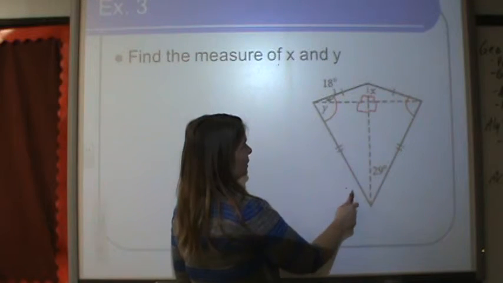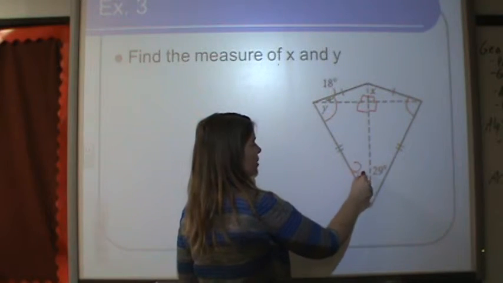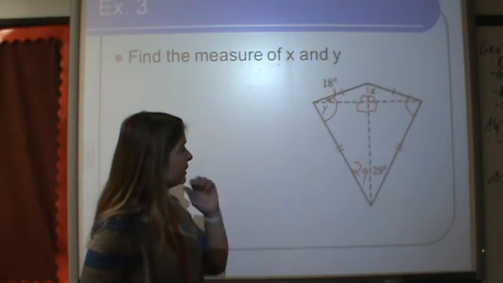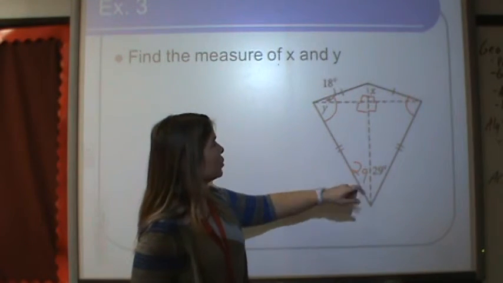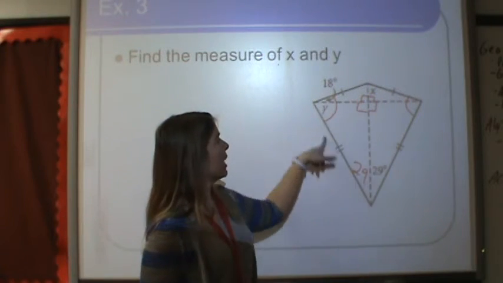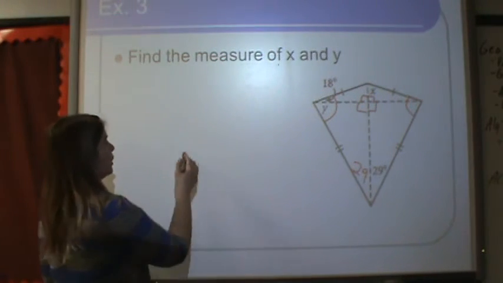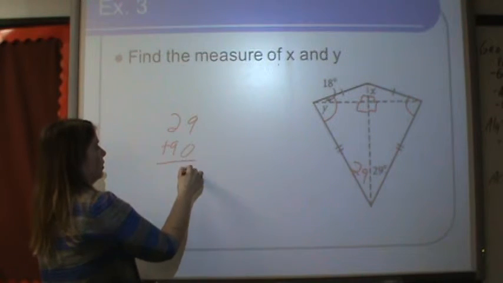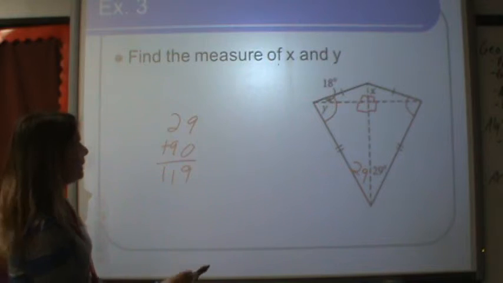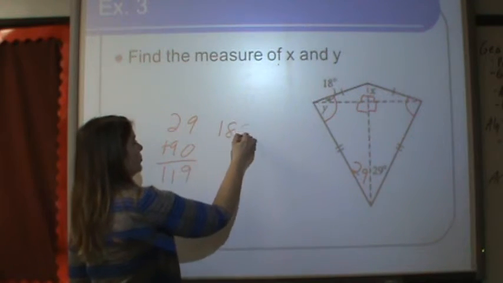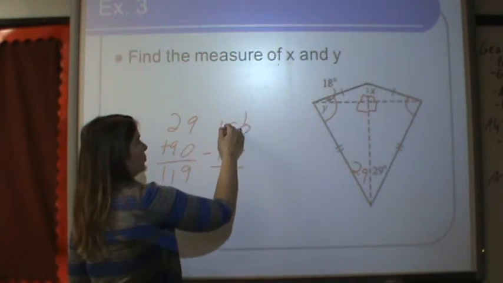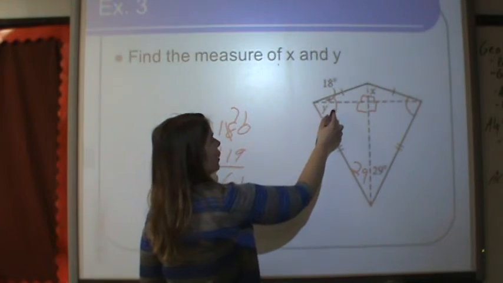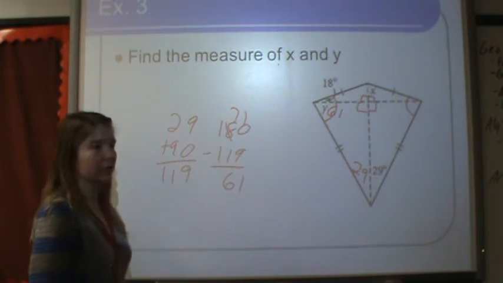I said that if that one's 29, this is also 29, because one pair of opposite angles are bisected. So if that one's 29 and that one's 90, I can use that we have a triangle here and do 29 plus 90 would give me 119, and subtract that from 180. So that means angle Y here would have to be 61 degrees.